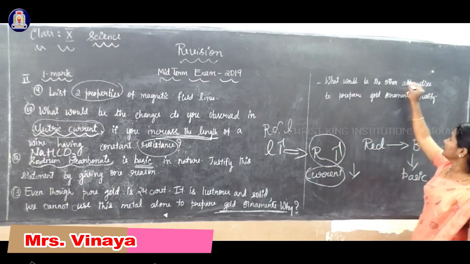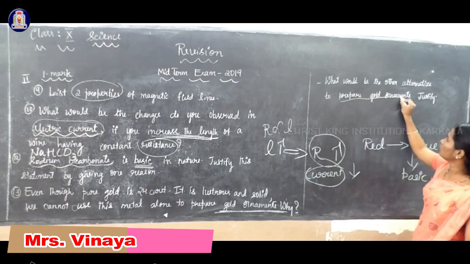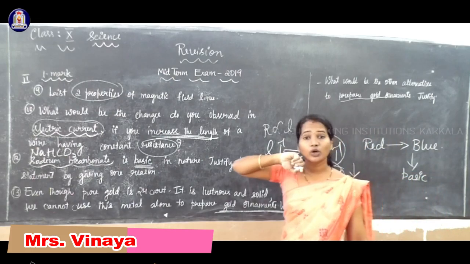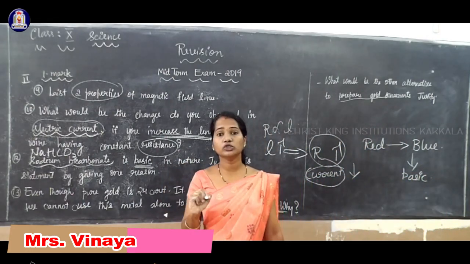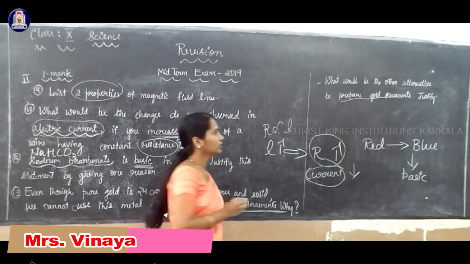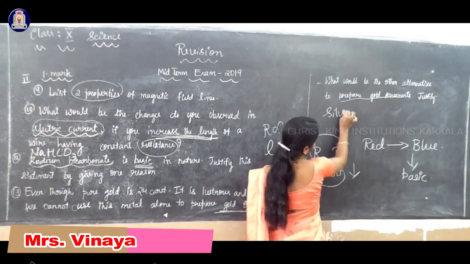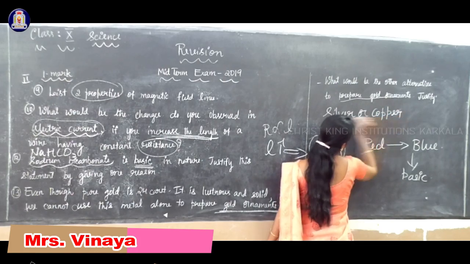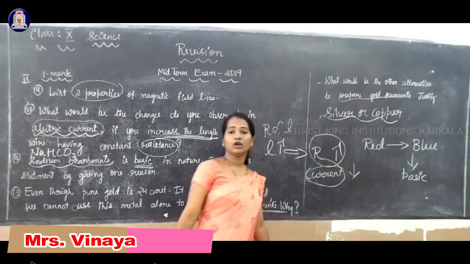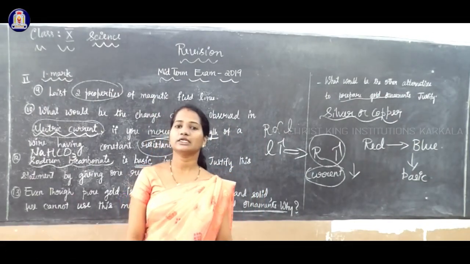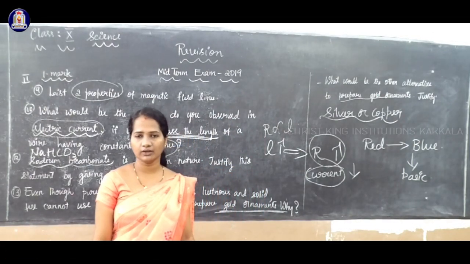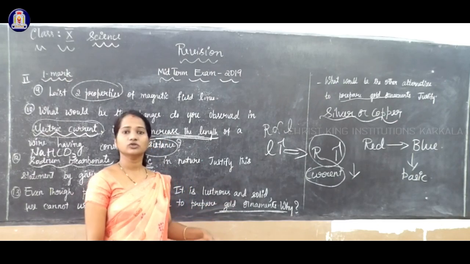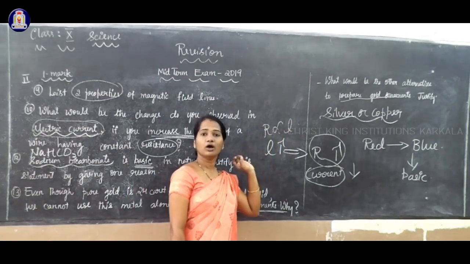What would be the other alternative to prepare gold ornaments? Justify what we can do. Gold should be alloyed, or mixed, with silver or copper, so that it becomes hard. It becomes hard, so it can be used to prepare gold ornaments.